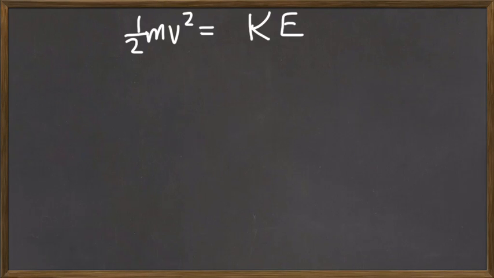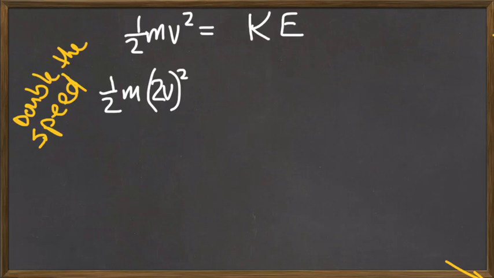Well, let's see. There's your equation. Now, double v, 2v, right? All I did there was just double the speed. 1/2 m times the quantity 2v squared. 2 times v is double the speed. That is equal to 1/2 m times the quantity 4v squared. All I did was square the term 2v.